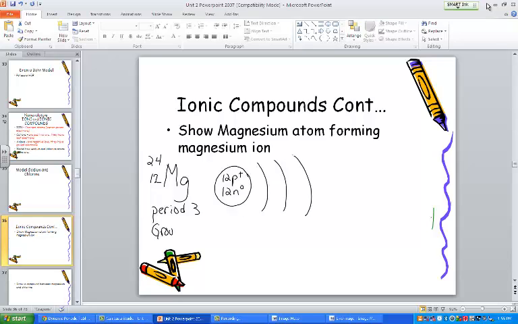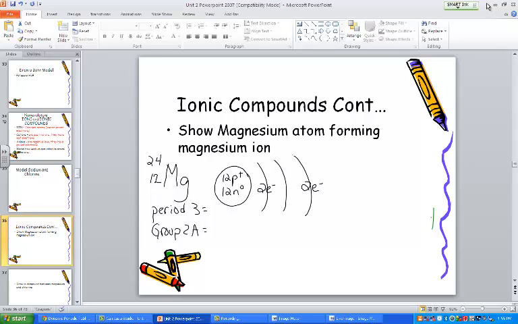Magnesium lives in group 2A. The A are known as the representative elements. They represent the number of valence electrons. I know it will have 2 electrons in the outermost energy level. 3 energy levels altogether from the period. Group 2A told me the valence electrons.